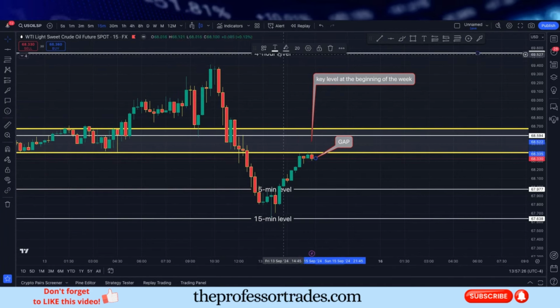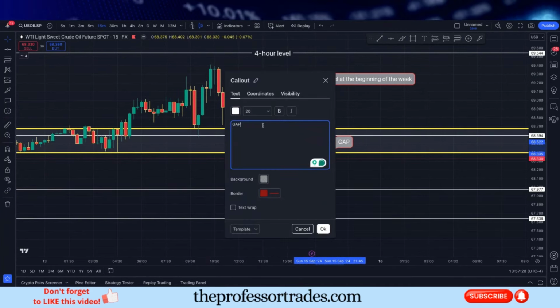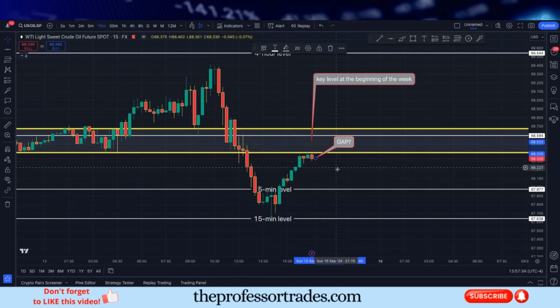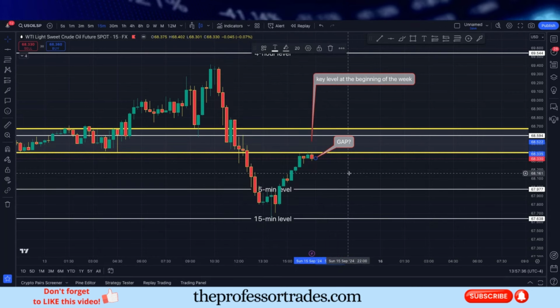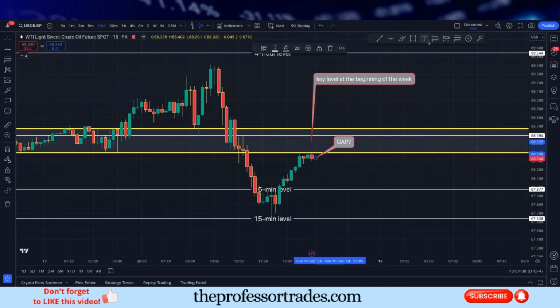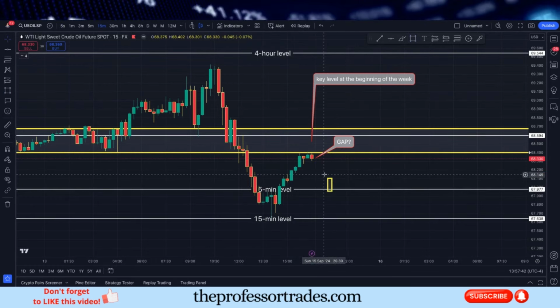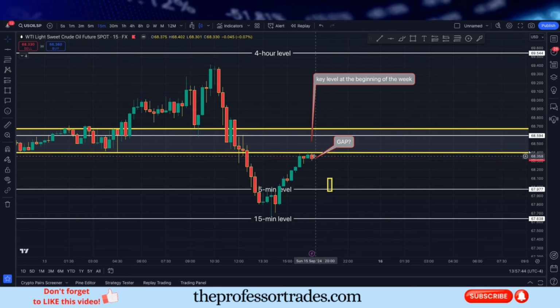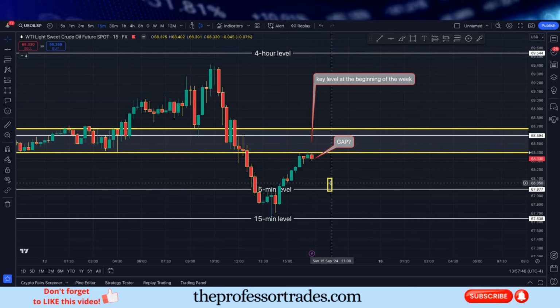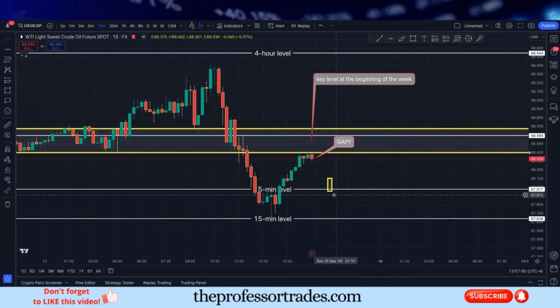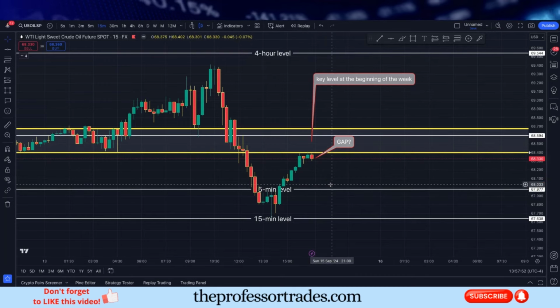And I actually should probably change this to a question mark. Is there going to be a gap in this area? Well, this is where price closed on Friday. So if the market opens on Sunday down on this level, then we call that a gap to the bottom, meaning the space between where the market closed and where the market opens to the bottom creates a gap in the market, and they usually come back up to fill that gap.